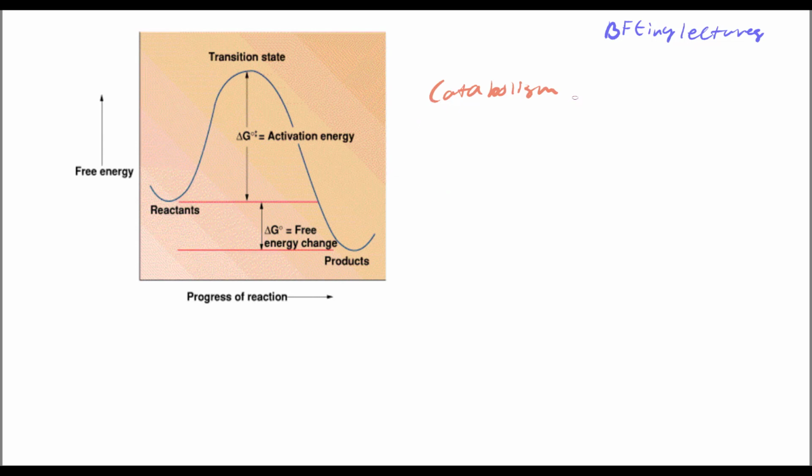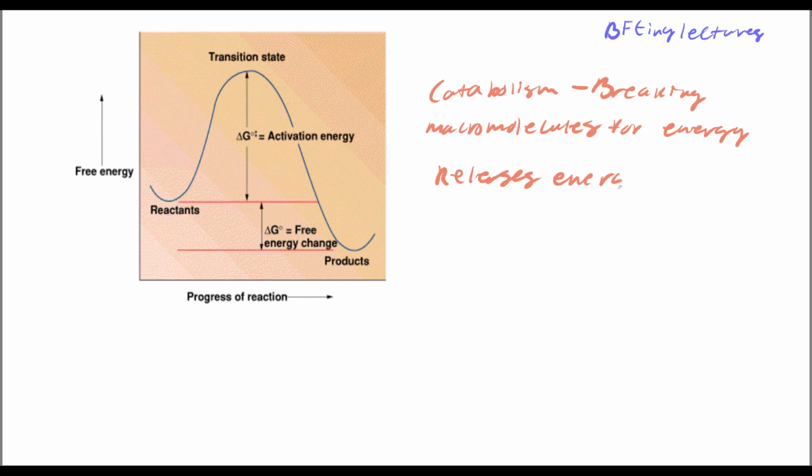So catabolism breaks, you can say, macromolecules, breaking macromolecules for energy. If catabolism releases energy, what can we call it? So we can say that catabolism releases energy. Is it an endergonic reaction or an exergonic reaction? We can say that it is an exergonic reaction. So we can say that this is an exergonic reaction.